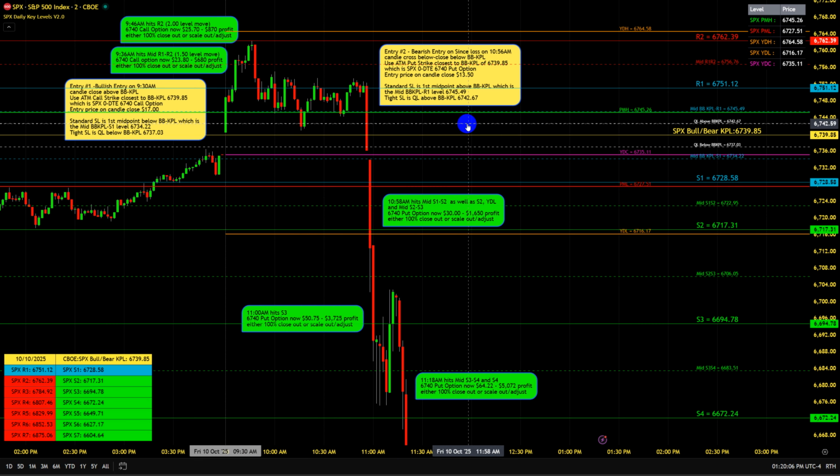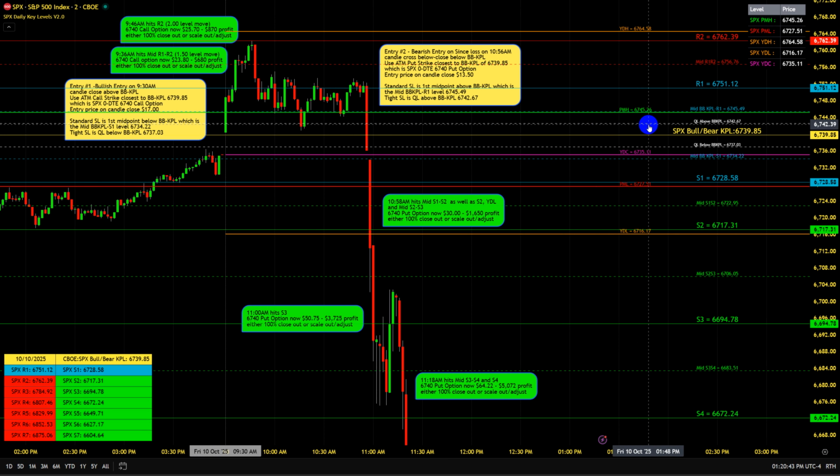Okay, so how do you determine what stop loss to use on this particular trade? The standard stop loss on a bullish trade is the first midpoint level below the level that you're taking the trade from. So in this case, the level we're taking the trade from is the bull bear KPL. The first midpoint below is this level here, mid BB KPLS1. That's 67.3422. So that would be your standard stop loss on this bullish play.